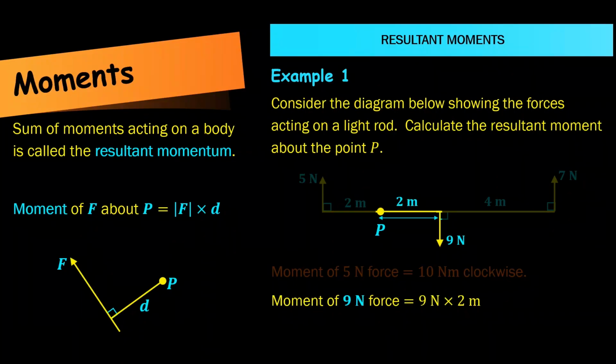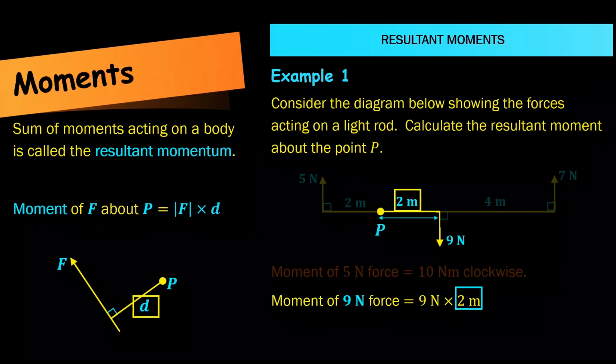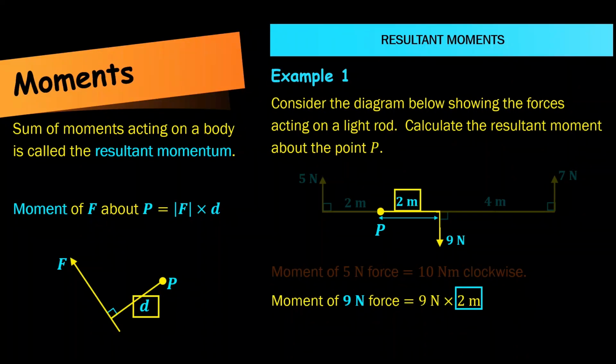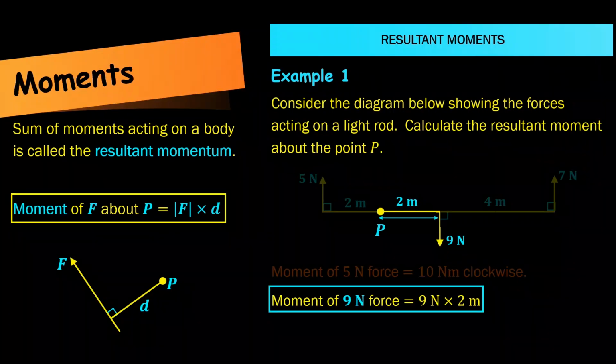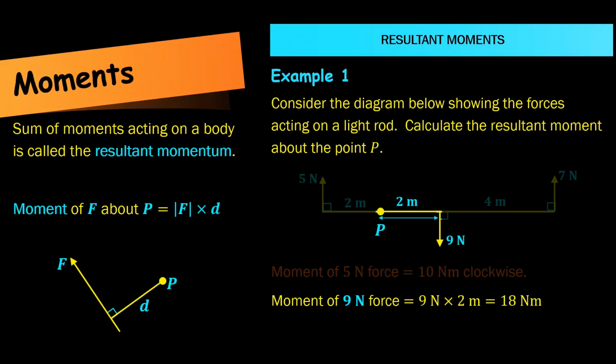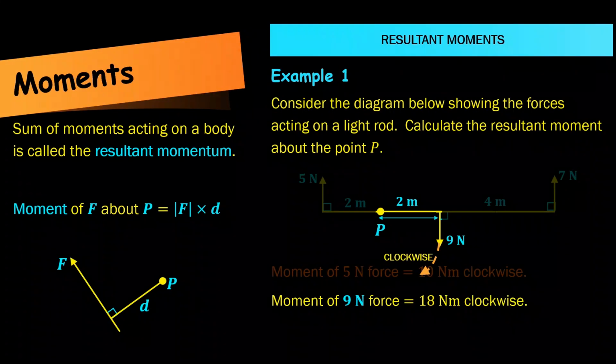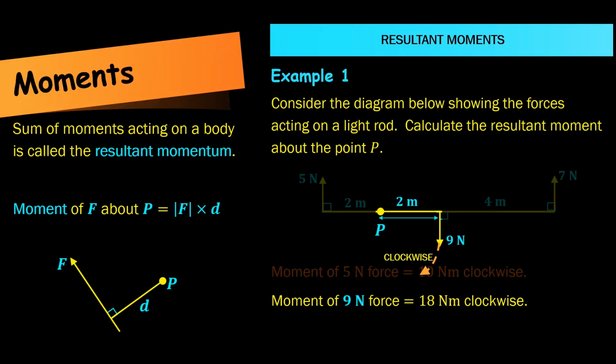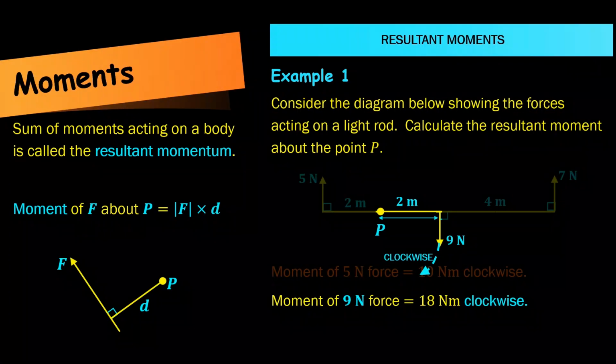Now let's consider the 9 Newton force. The moment of the 9 Newton force about the point P equals 9 newtons times 2 meters, which is the perpendicular distance of the force from the point P. And this equals 18 Newton meters, acting clockwise.